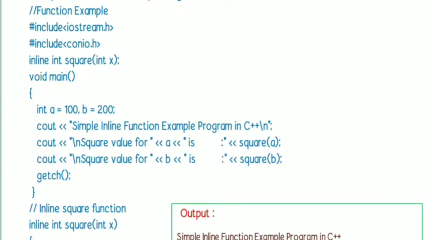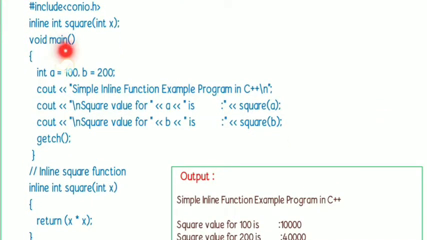In this example we have one main function and another function which is defined as square. If we notice clearly, the main function has a return type void and this square function has the return type int. In addition to this, you can see the keyword inline. A function which is defined with the keyword inline is called an inline function. This is the first thing.